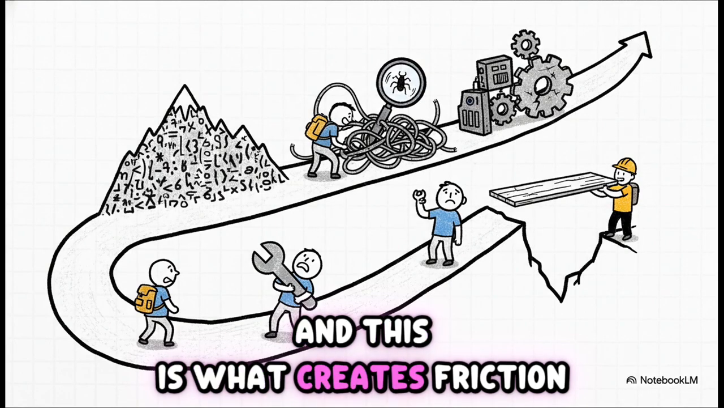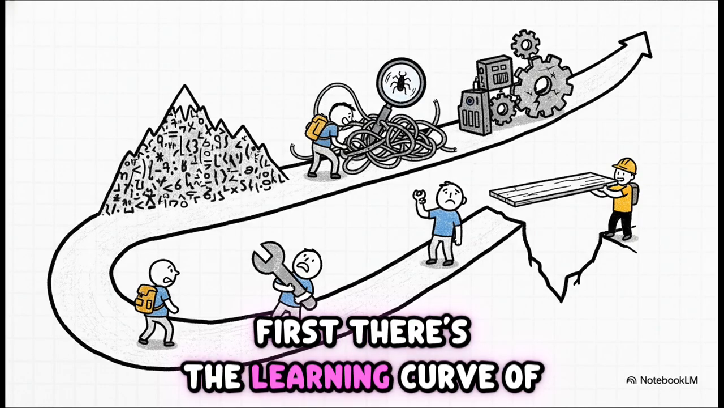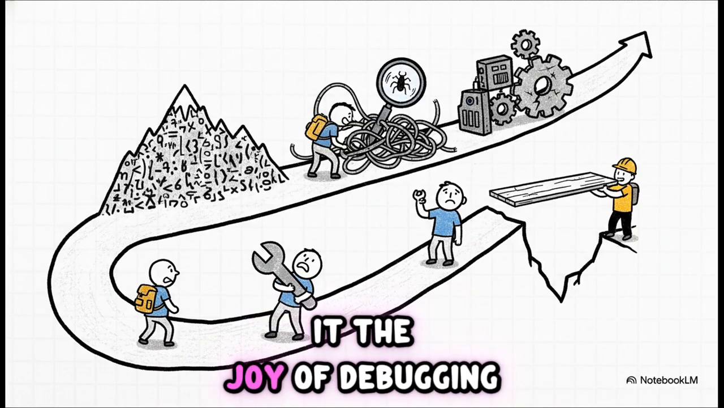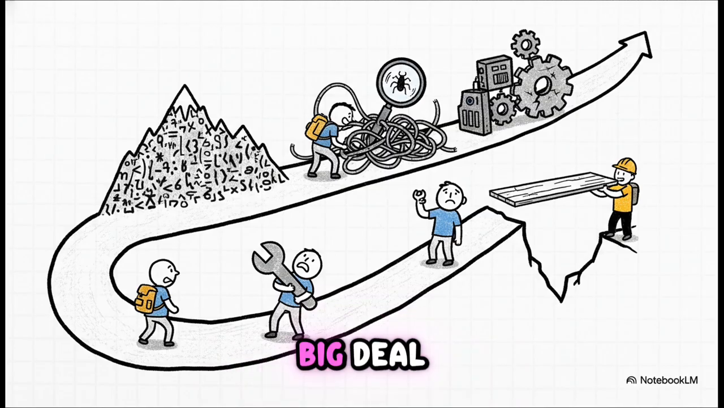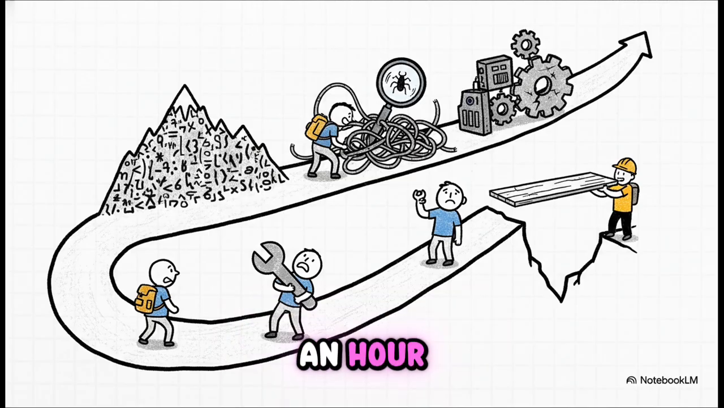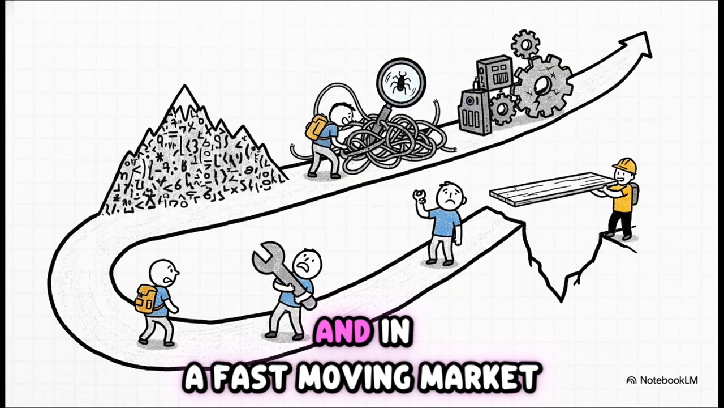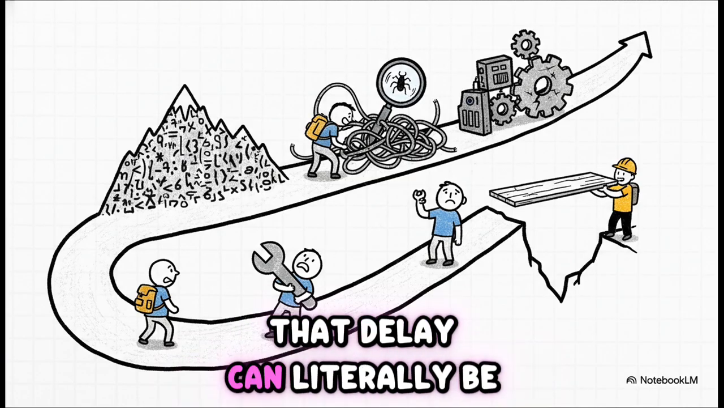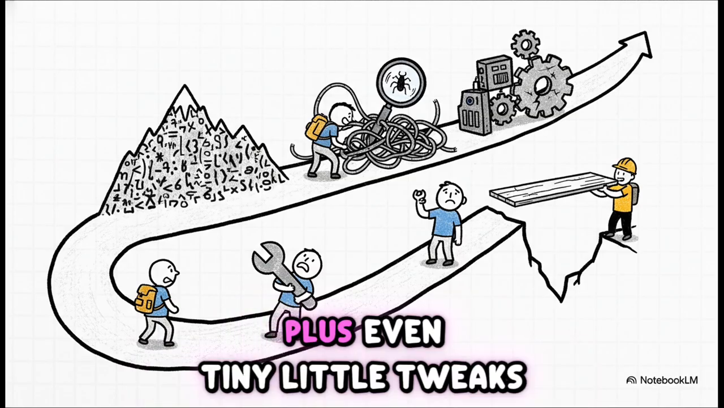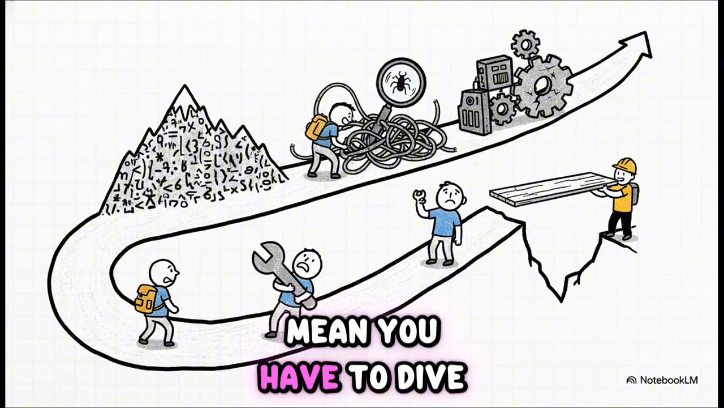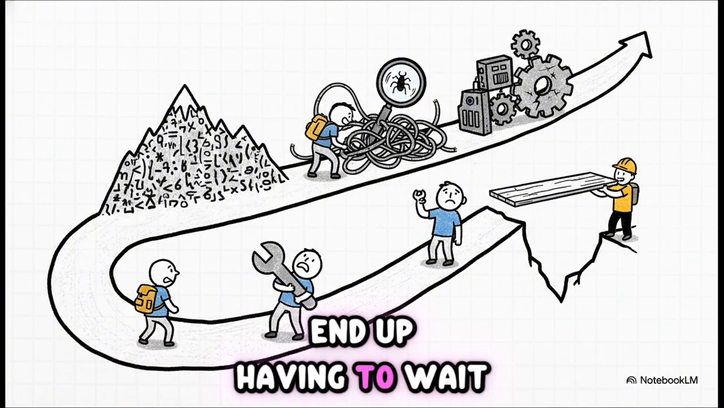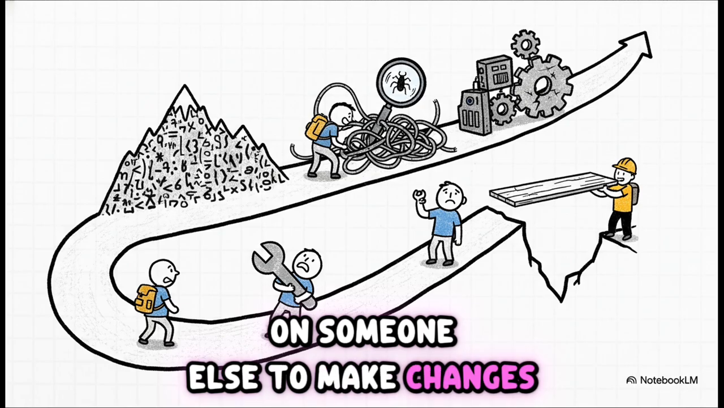And this is what creates friction. First, there's the learning curve of its syntax. Then comes, let's call it, the joy of debugging. Why is that such a big deal? Well, think about it. Every single hour you spend hunting down a bug is an hour you're not analyzing the market. And in a fast-moving market, that delay can literally be the difference between catching a move and missing it completely. Plus, even tiny little tweaks mean you have to dive back into the code, which often means non-technical users end up having to wait on someone else to make changes for them.